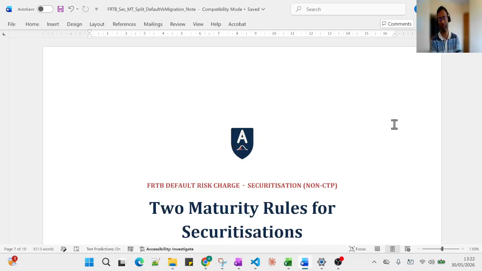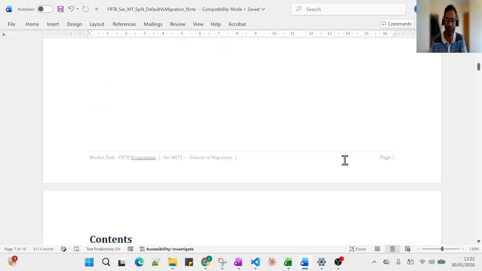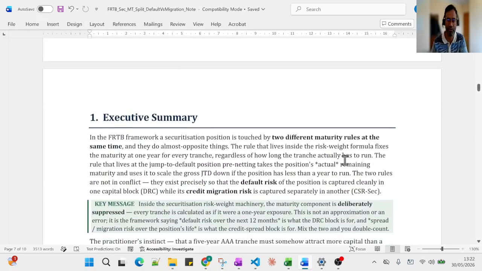So this session is simple. I wanted to talk about the tale of two maturity rules for securitizations in the FRTB Default Risk Charge, non-correlation trading portfolio. Why do I say there are two maturities? It's not like there are two maturities in default risk charge for securitization. There is only one remaining maturity, which is the remaining maturity of the tranche in which the broker dealer has invested. But there is a different point here that I wanted to show you.